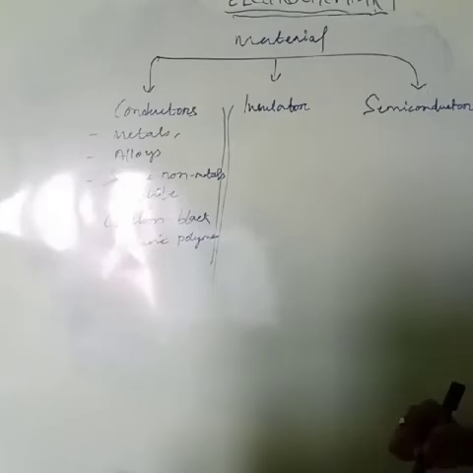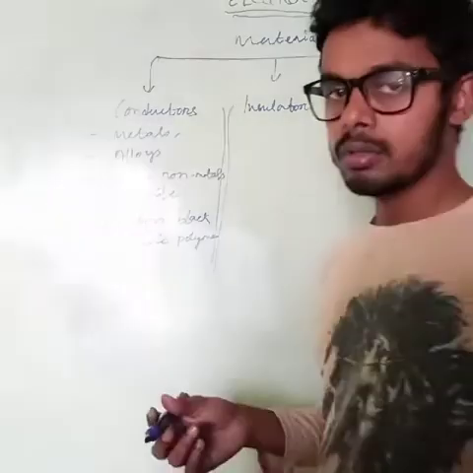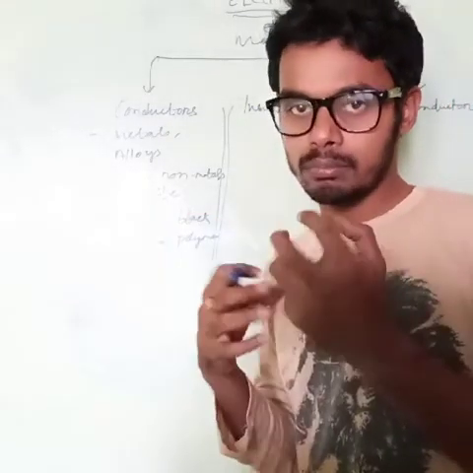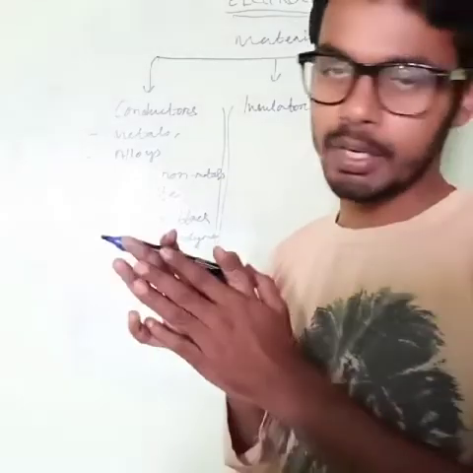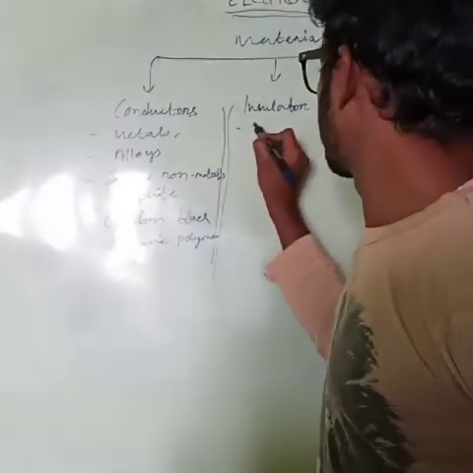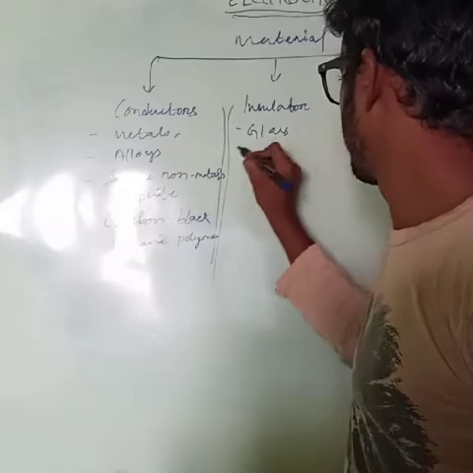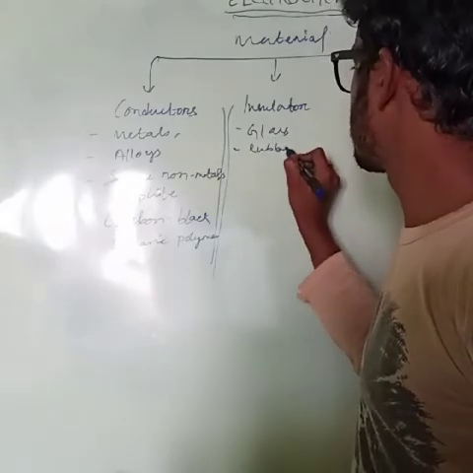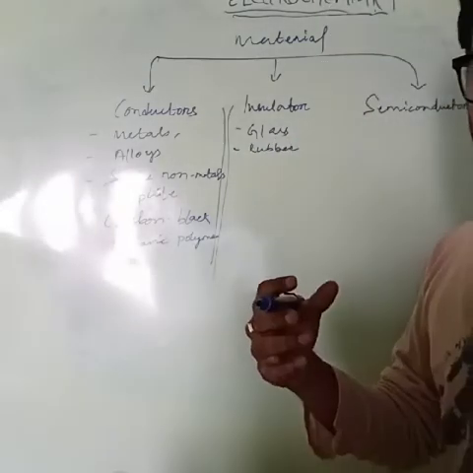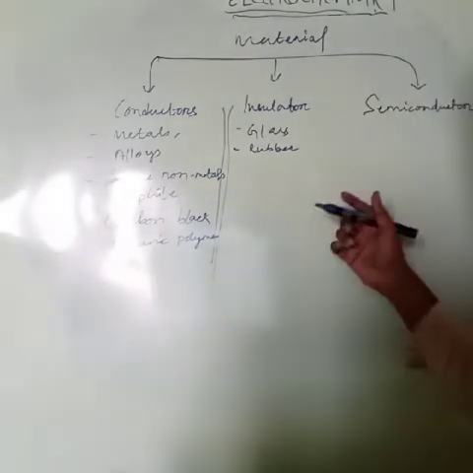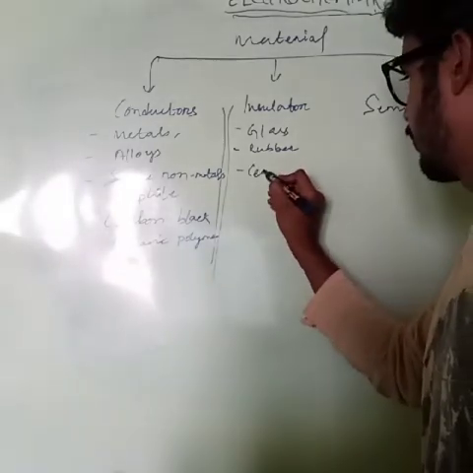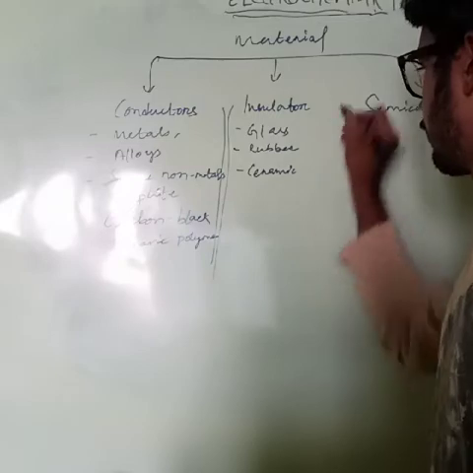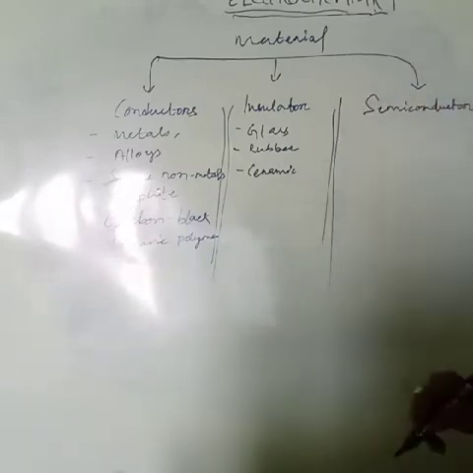Okay. So what is an insulator? Those that are providing insulation. In insulating devices you will find rubber, glass. These act as insulators. Ceramic. These are the insulators. And what is a semiconductor?